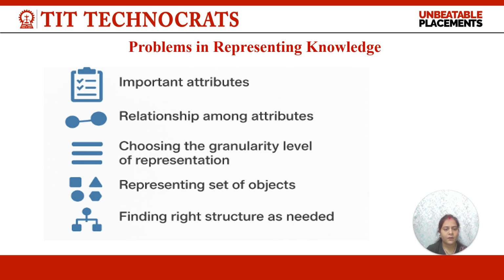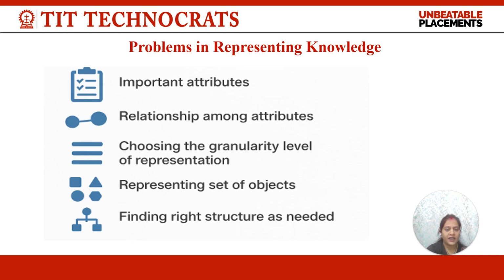First, identifying important attributes. We must decide which features or properties of an object are really important to represent. For example, when representing a car, do we include color, speed, or owner? Choosing the right attribute is difficult. Next, understanding relationships among attributes. Objects often have many related features and understanding how they connect, like depending on engine power, is not always simple.